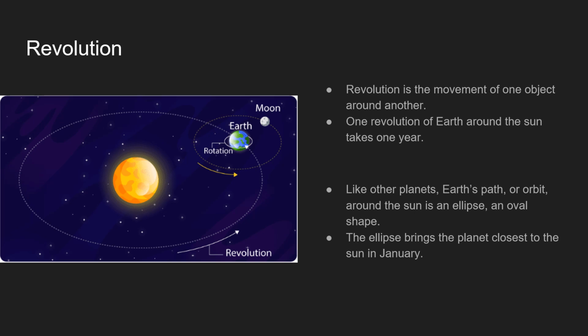Revolution, on the other hand, is the movement of one object around another. So the Earth revolves around the Sun in addition to its own rotation. So it's rotating on its own axis while revolving around the Sun. One revolution of Earth around the Sun takes 1 year. Like other planets, Earth's path or orbit around the Sun is an ellipse or an oval shape, and the ellipse brings the planet closest to the Sun in January.